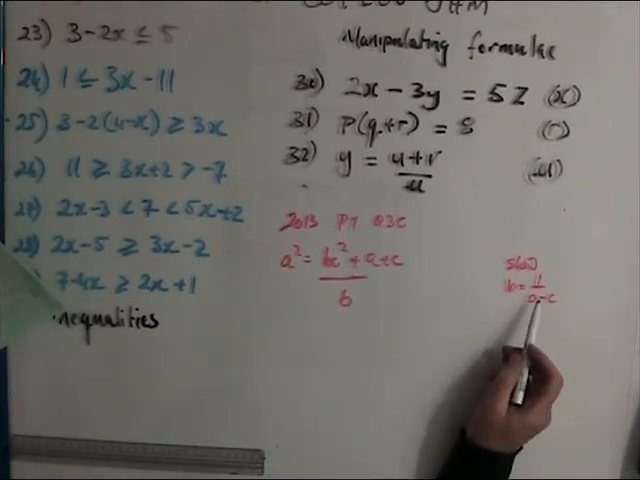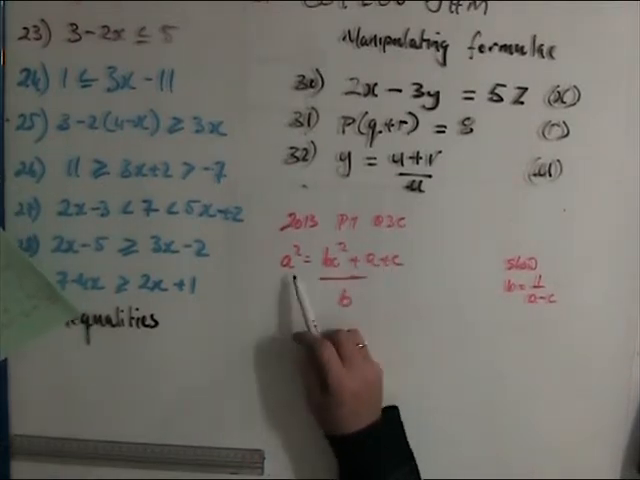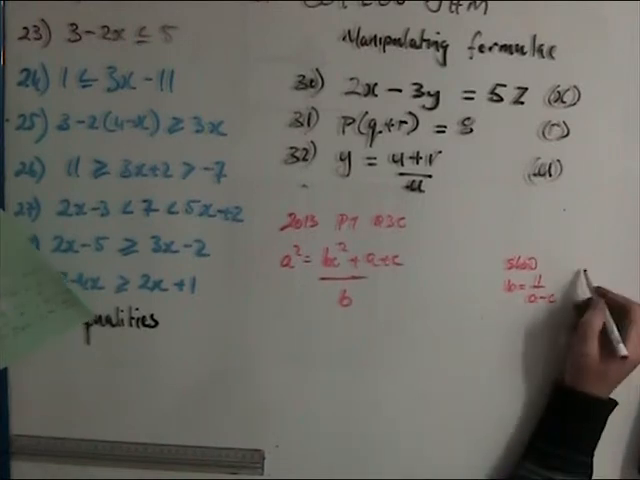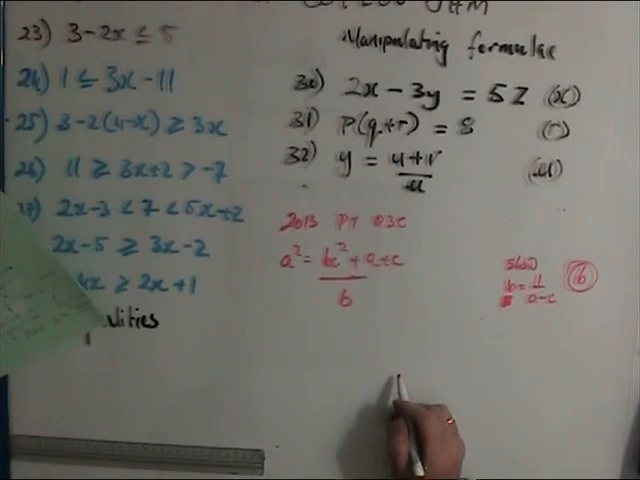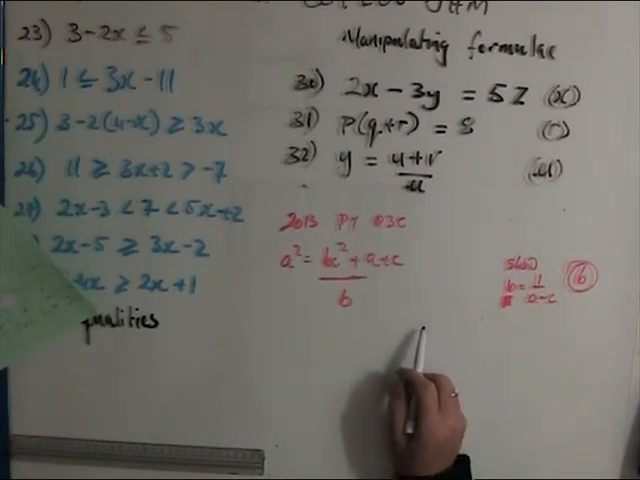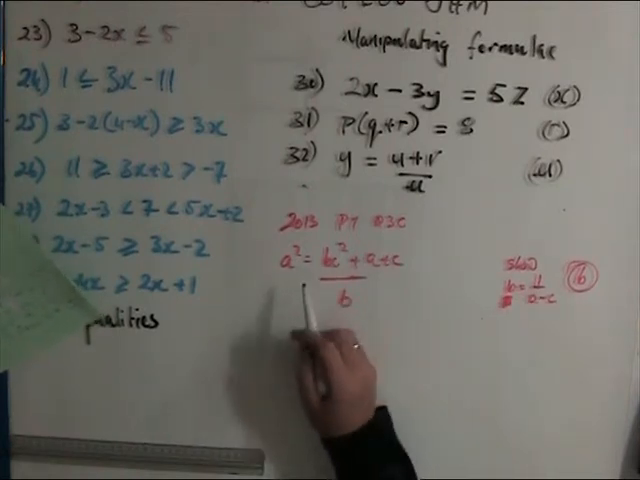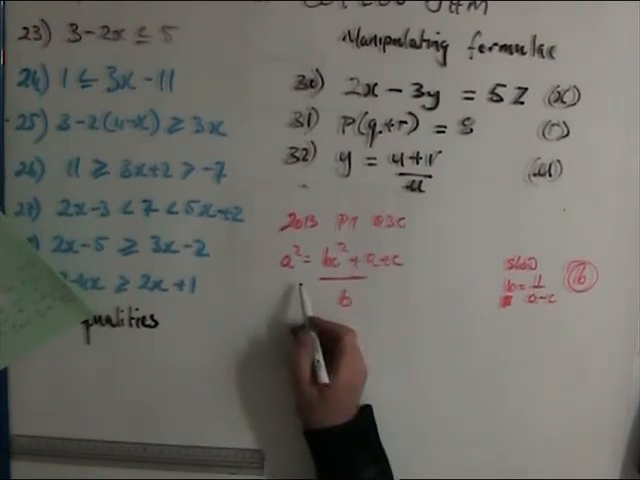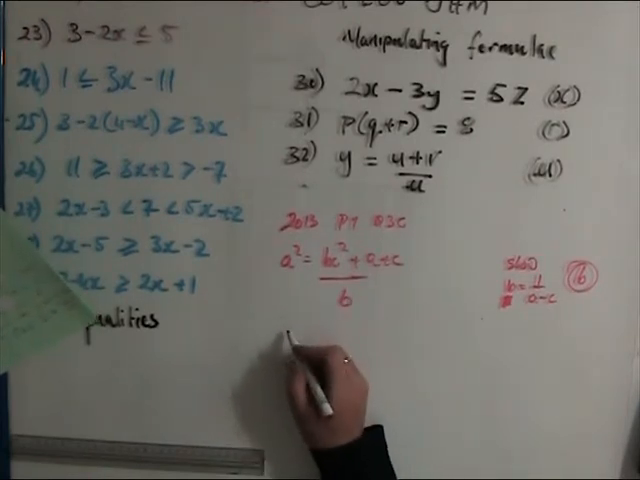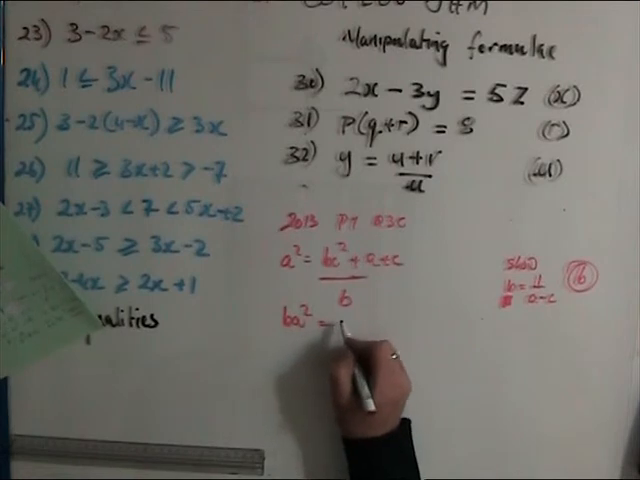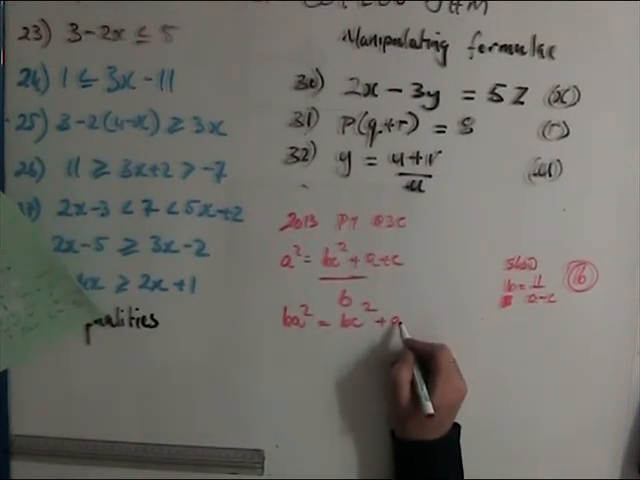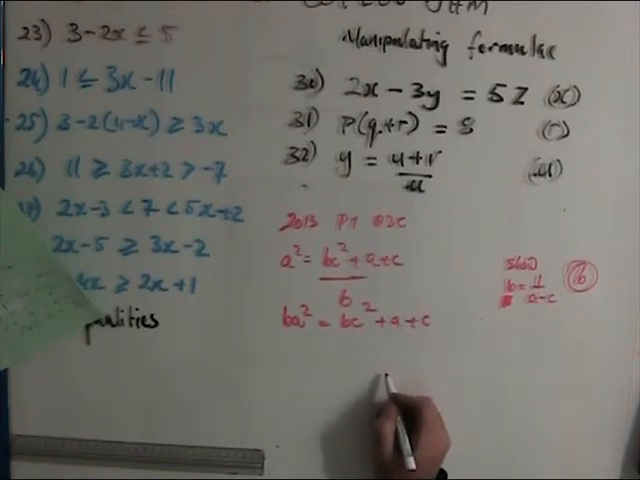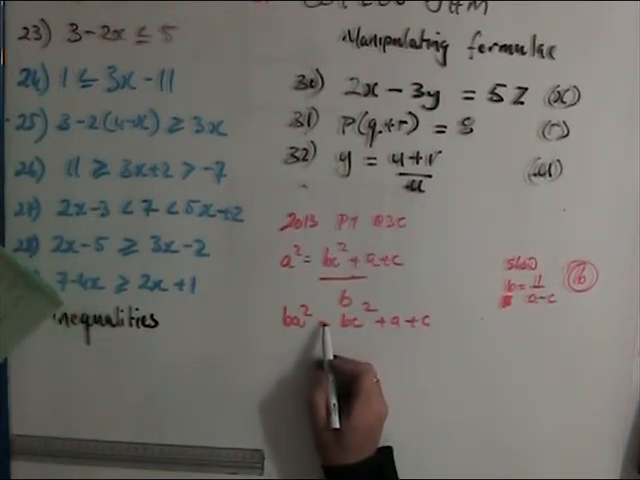Now, it says show that it is equal to, in other words, we're looking for b on its own. That's another way to put it: show that b is equal to that. So we have to find b. I can bring across this b and unravel it, so it becomes b a squared is equal to b c squared plus a plus c. And I've got the equal sign here.